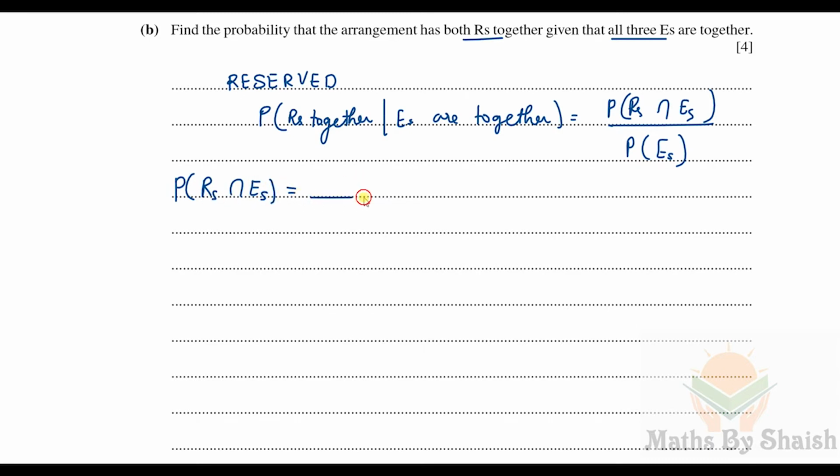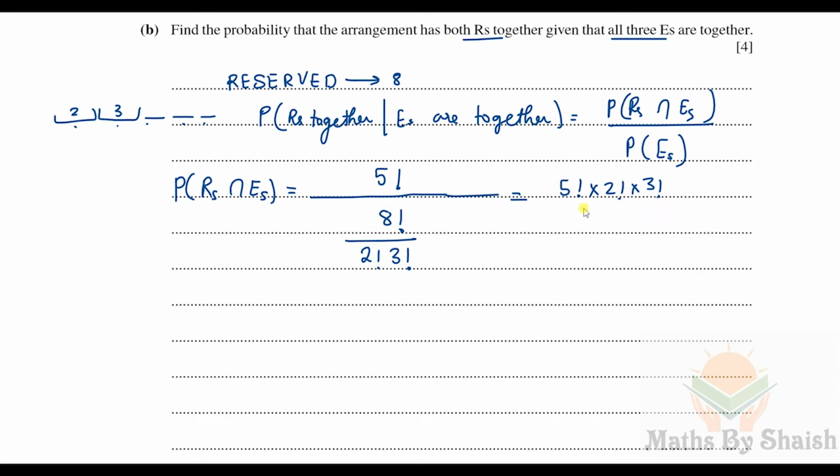So let's find first of all the probability of R's and E's together. The number of arrangements when R's and E's are together: we can take 2 R's here, 3 E's, and then the remaining 3. So we have 5 alphabets to arrange, so it is going to be 5 factorial, and divide by the total arrangement. There are 8 alphabets, so 8 factorial over 2 factorial for the R's and 3 factorial for the E's. So it is going to be 5 factorial into 2 factorial into 3 factorial divided by 8 factorial.